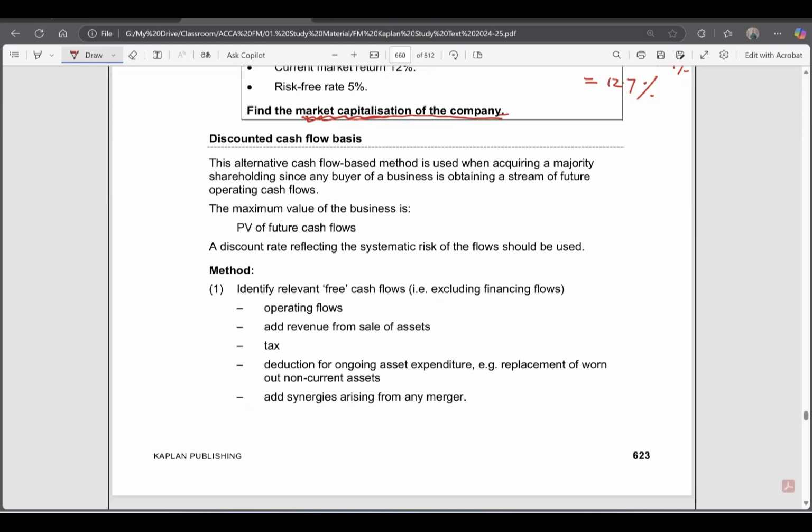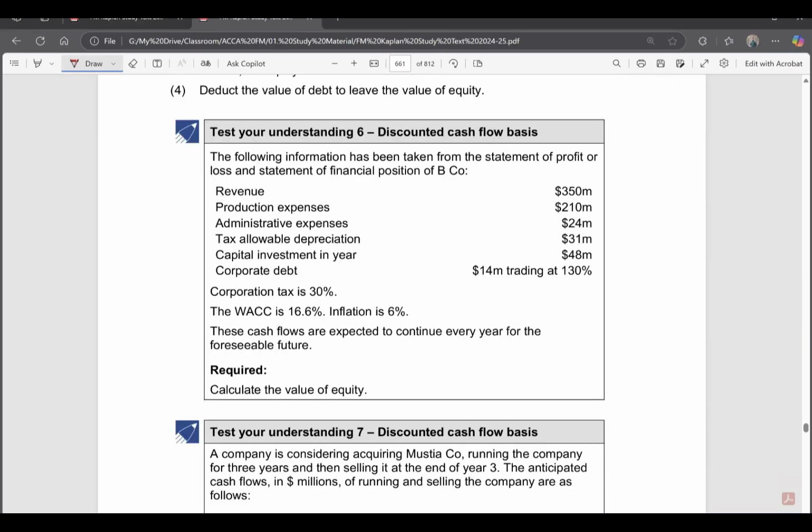The next method is cash flow based valuation of the company. We can call this the free cash flow method. We have to find the value of business. Basically, in asset based valuation, price earning based valuation, or dividend valuation, we are trying to find the value of equity. But with this method, we will find the value of the entire business, which is the value of equity plus the value of debt.